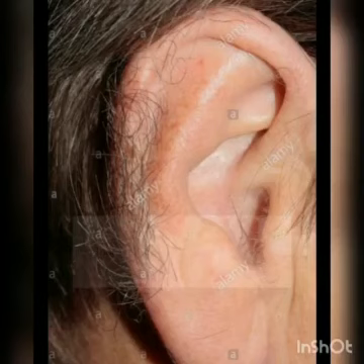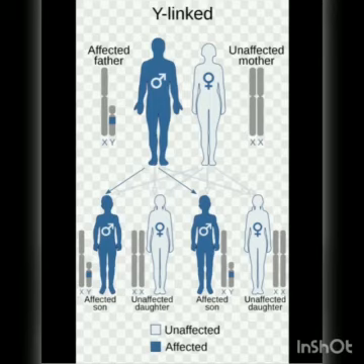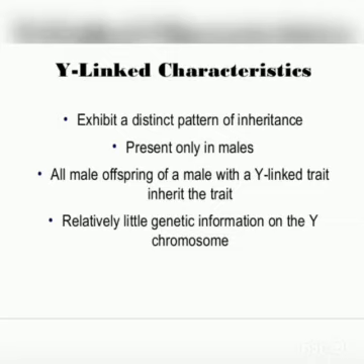These are transmitted directly from the father to the son, because males inherit the Y chromosome, because only the male has the Y chromosome. Female has 2 X chromosomes, whereas the male has 1 X and Y chromosome. So maleness is characterized only by this Y chromosome from the father. Females inherit only the X chromosome from the father, and they are not affected.